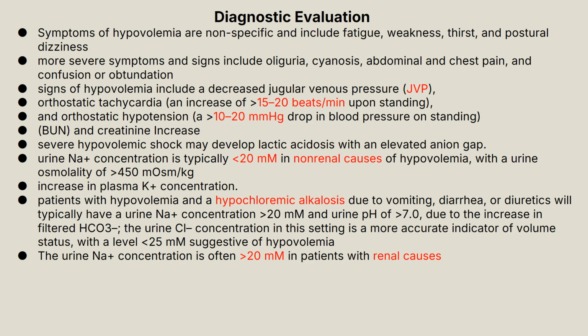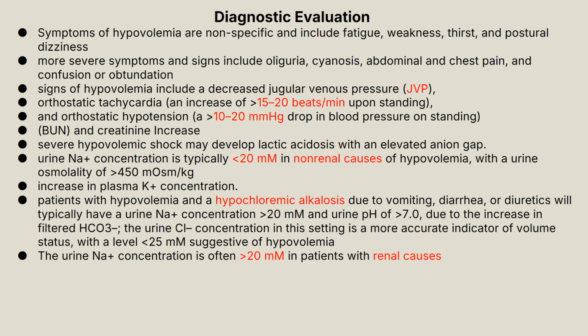Diagnostic evaluation of hypovolemic state. Symptoms of hypovolemia are non-specific and include fatigue, weakness, thirst, and postural dizziness. More severe symptoms and signs include oliguria, cyanosis, abdominal and chest pain, and confusion or obtundation. Signs of hypovolemia include a decreased jugular venous pressure, orthostatic tachycardia, which is defined as an increase of 15 to 20 beats per minute upon standing, and orthostatic hypotension, which is a 10 to 20 millimeter mercury drop in blood pressure on standing. Blood urea and creatinine increase. Severe hypovolemic shock may develop with lactic acidosis with elevated anion gap.